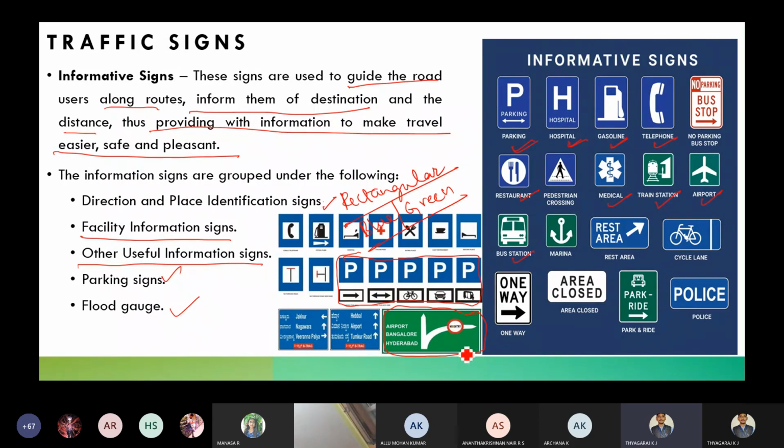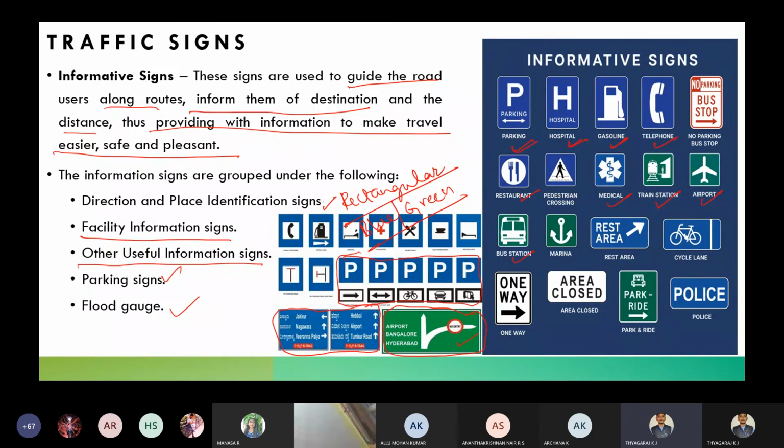You can observe this one. This is also direction and place identification sign. Then facility information signs like hospitals, hotels, restaurants, everything will be indicated. Other useful signs like the bus station, train station, airport nearby, everything will be indicated. Then parking signs: parking on one way or both ways, cycle parking, four-wheeler parking or auto parking we are going to indicate.